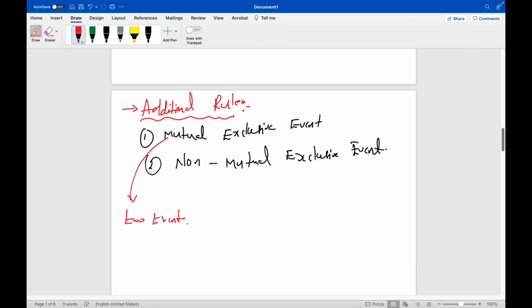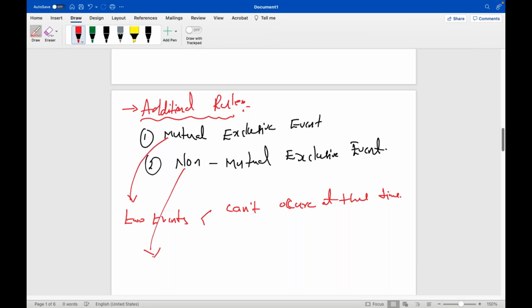There are two events. Two events are mutually exclusive when they can't occur at the same time. So that means when you're doing one particular experiment, you can't get two results at the same time. That we call mutually exclusive events.